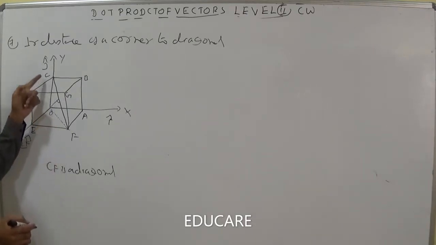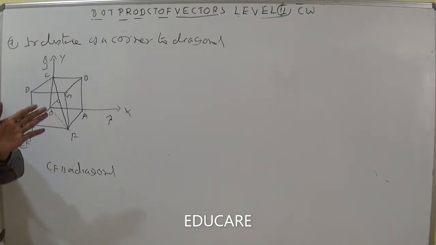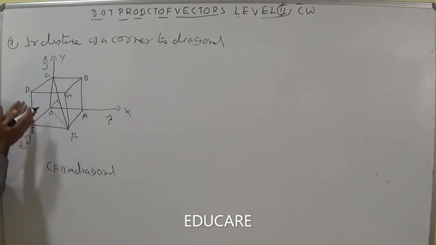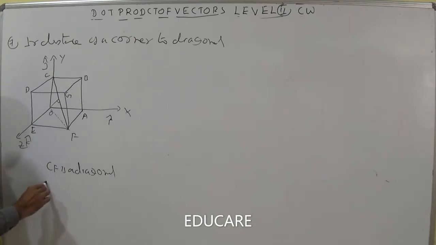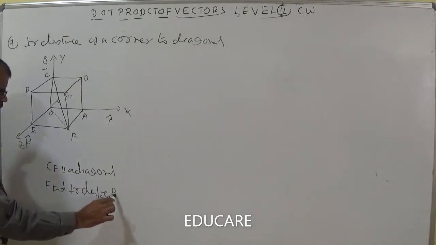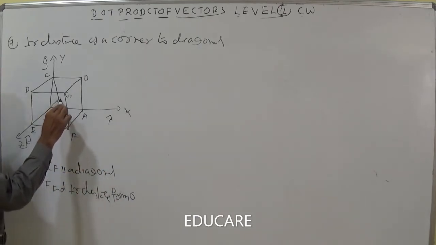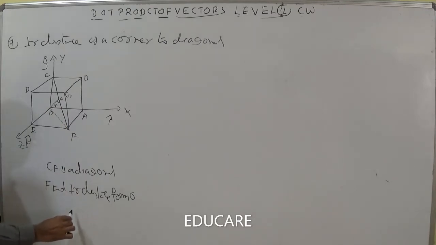OF, OC are the adjacent sides of the triangle. The base is CF. Taking CF as base, find the perpendicular distance from O. Let us name the foot capital H, and small h is the distance. Find the perpendicular from O to CF.